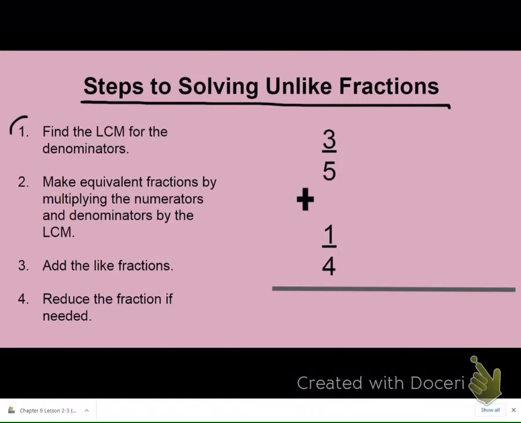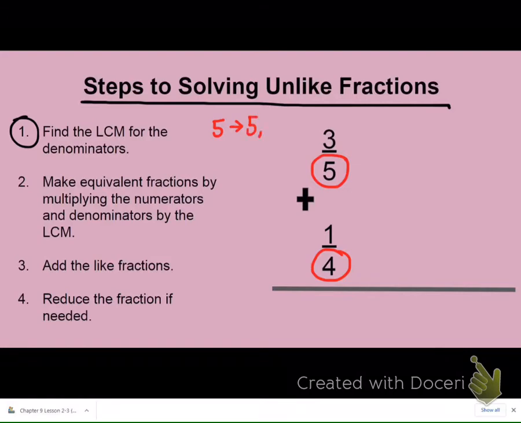All right, number 1. First thing we need to do is find our LCM of our denominators. So let's go ahead and do that. We know how to find LCMs. Remember, those are the multiples. So we're going to look at our denominators. We have a 5 and we have a 4, right? So we're going to find our LCM for both the 5 and the 4. Where am I going to do this? Let's do it right here. So we are finding our LCM, our least common multiple.